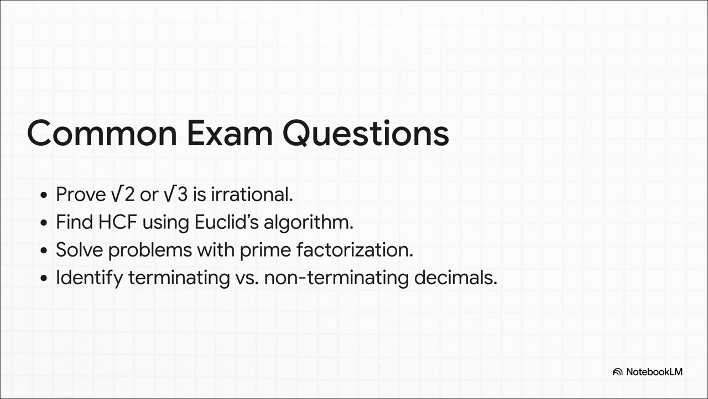Everything we just covered maps directly to the kinds of questions you're going to see. You're going to be asked to prove that the square root of 2 or 3 is irrational, using that contradiction method. You'll definitely use Euclid's algorithm to find the HCF of two numbers. You'll have to use prime factorization to solve word problems. And for sure, you'll use that denominator trick to figure out if a decimal terminates. See? This isn't just abstract theory. This is your practical toolkit for getting the right answers.